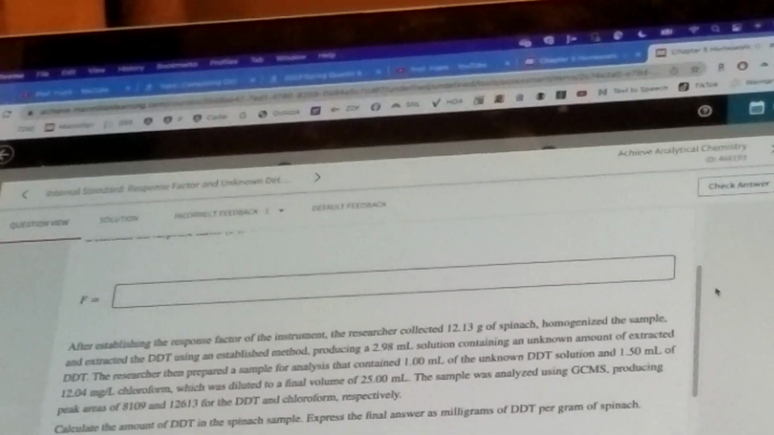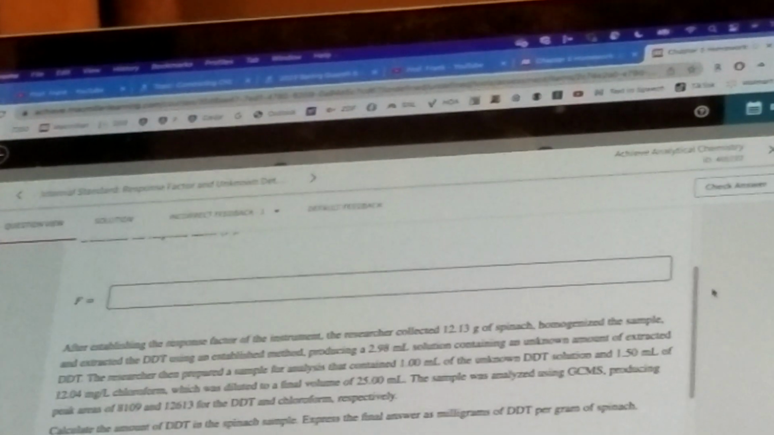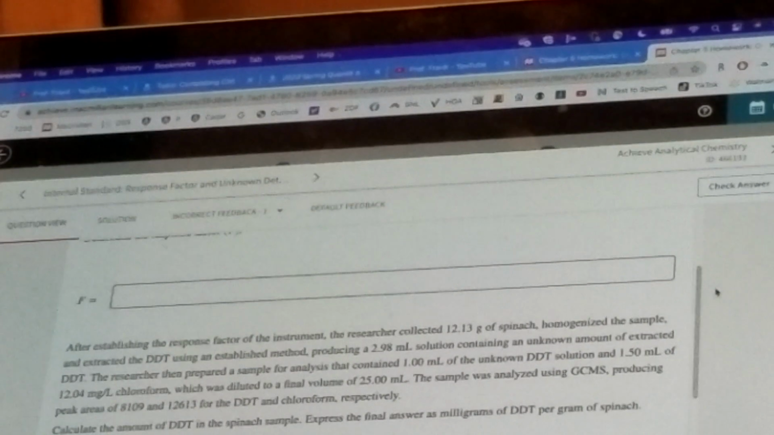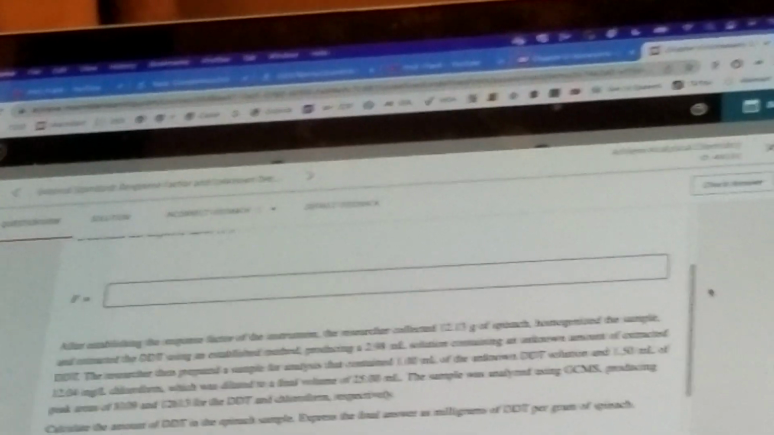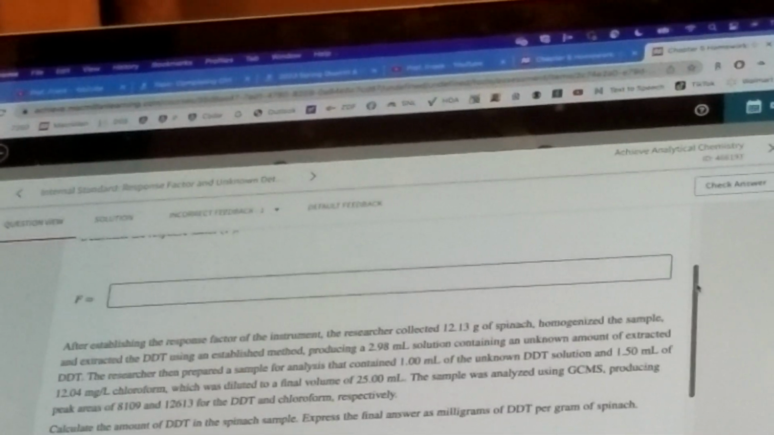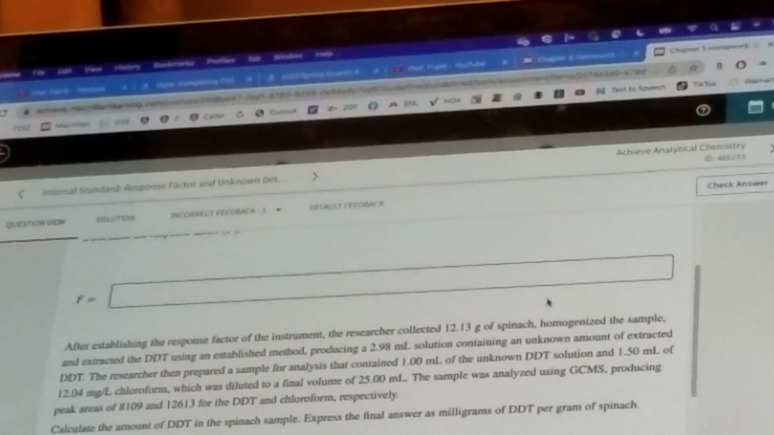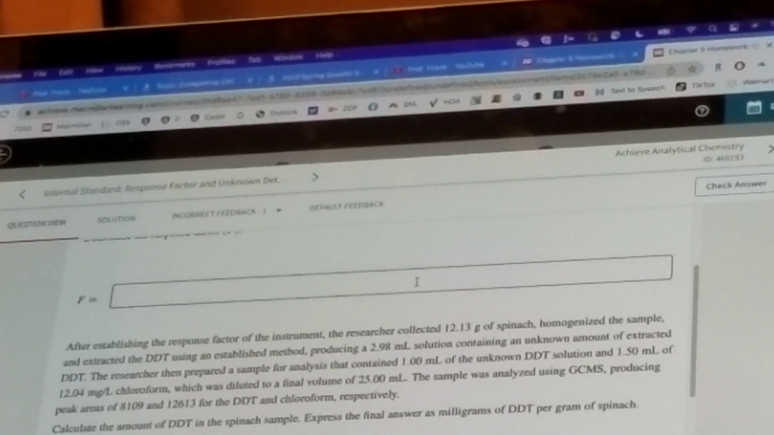Okay, sorry about that. This is almost 9 p.m., so 7 p.m., actually, 7:30-ish.